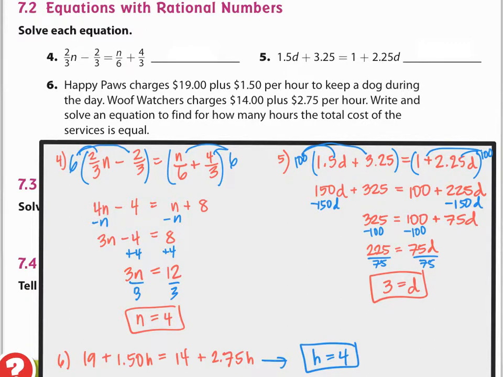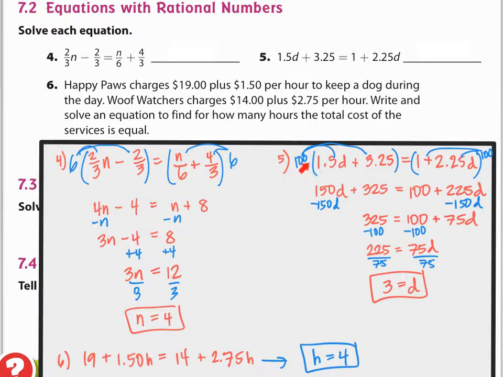Okay, 6 being multiplied through with everything is going to give us this equation, 4n minus 4 equals n plus 8. Then I go through and I do the exact same steps that I did with the first couple problems up here, and I get n equals 4. Okay, for number 5, with decimals, some of you choose to leave the decimals and just work with it from there, and that's totally fine.